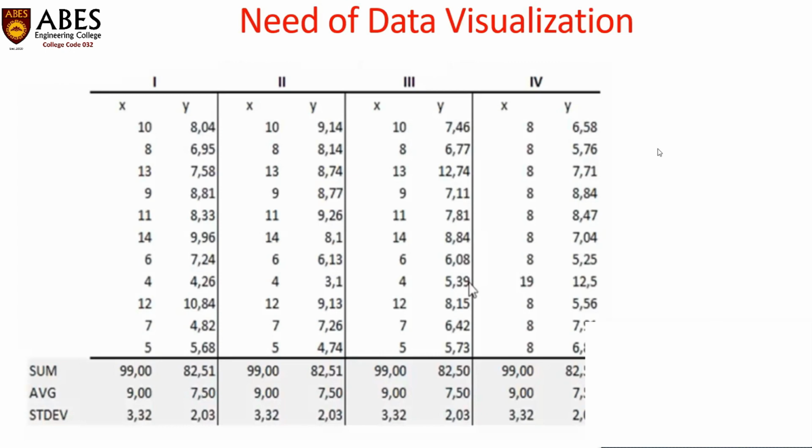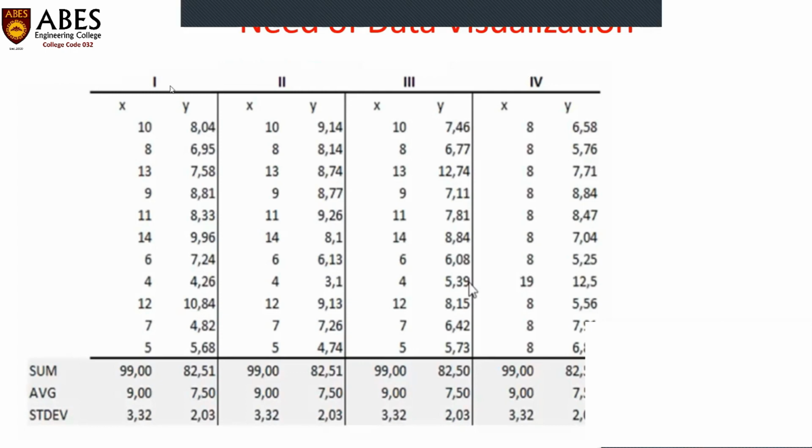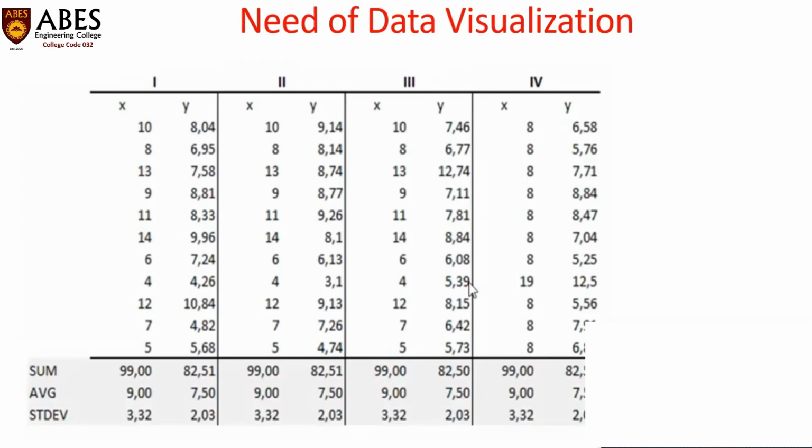If I take the example to understand the need of data visualization, say I have four data sets here, data set 1, 2, 3, and 4, having two columns, X and Y. X is representing some values and Y is also representing the respective value to the value represented in X. So can we make any predictions here, or can we do any analysis here just by seeing this data set?